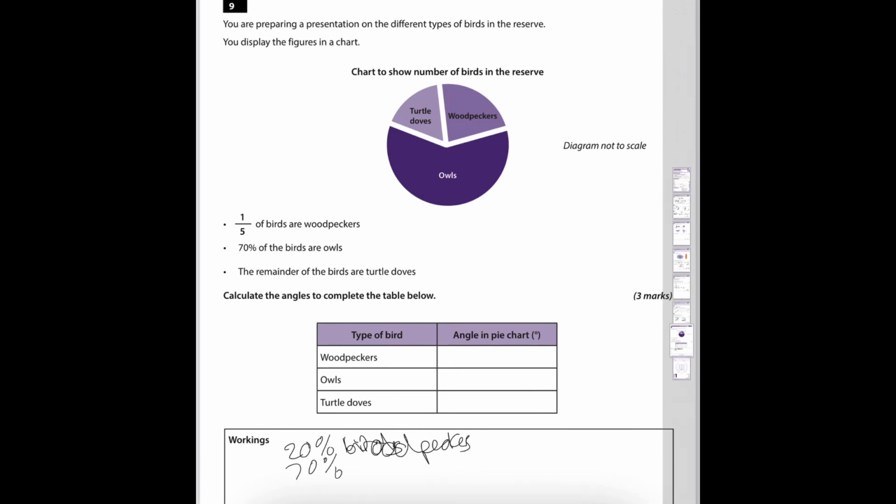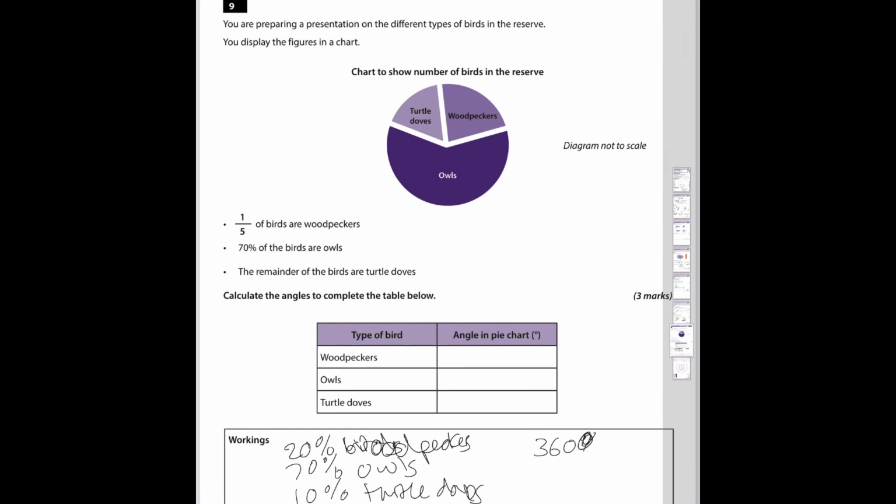70% are owls, and therefore we're only left with 10%, which is turtle doves. Okay, so now we need to work out the angles. So we know a circle is 360 degrees.